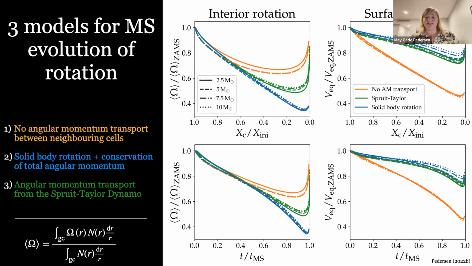The first one is that no angular momentum transport is happening between neighboring cells in the models. The second one assumes we have solid body rotation and are also conserving the total angular momentum. And the final one assumes that we have angular momentum transport from the Spruit-Tayler dynamo. The plots here on the right correspond, by color, to each one of these 3 different scenarios. The top rows versus bottom rows are the 2 different age indicators.